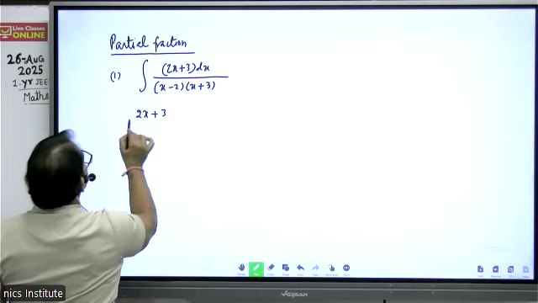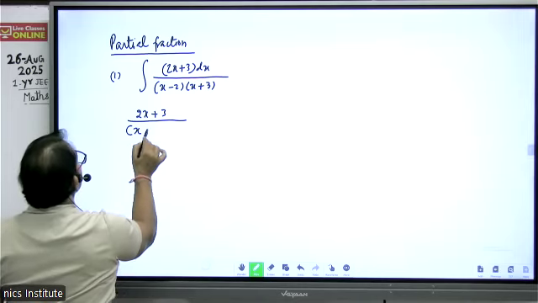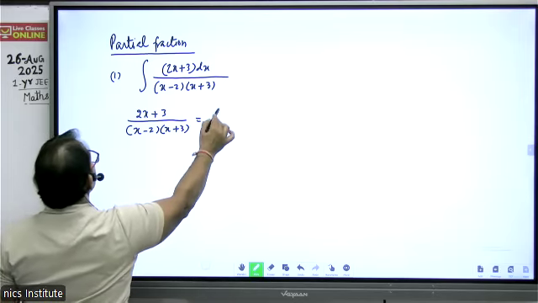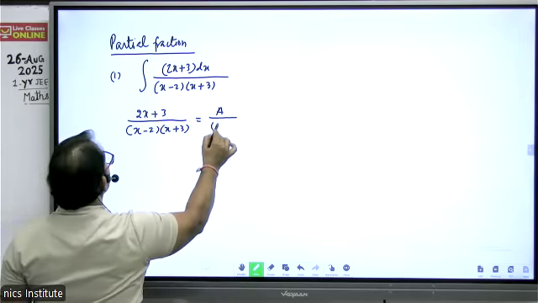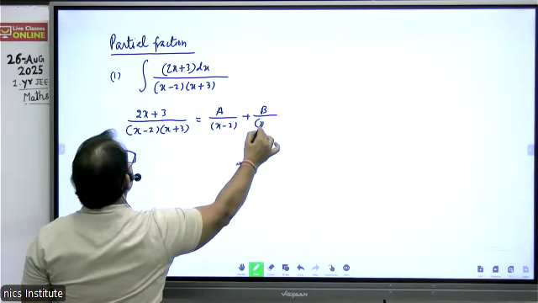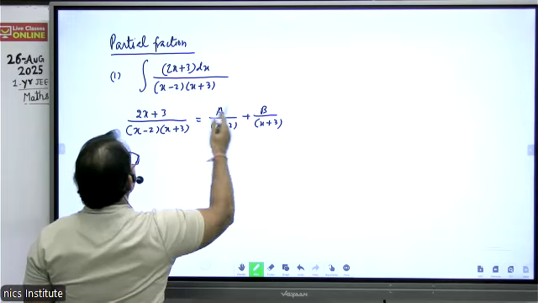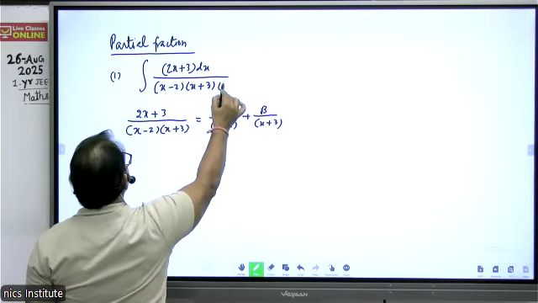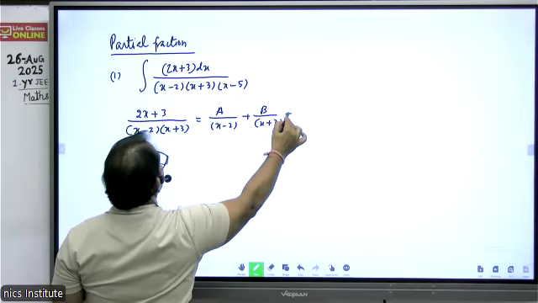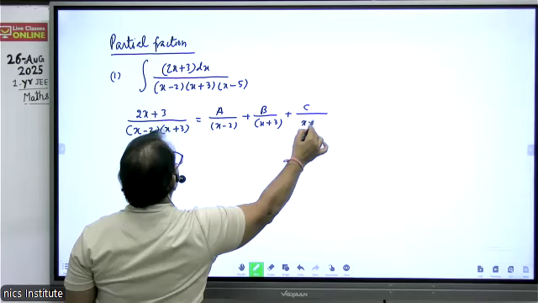So 2x plus 3 divided by x minus 2 times x plus 3 is equal to a divided by x minus 2 plus b divided by x plus 3. If you have a third factor, let's take another factor, x minus 5, so it will be c divided by x minus 5 also.